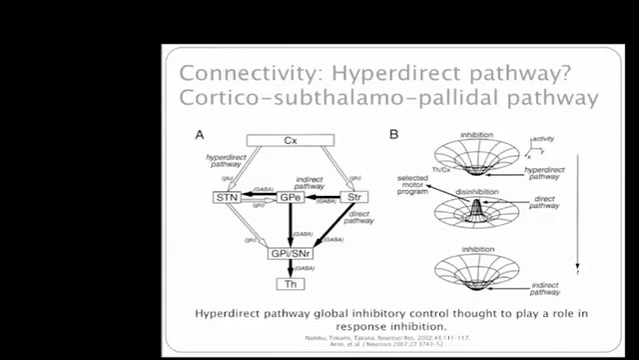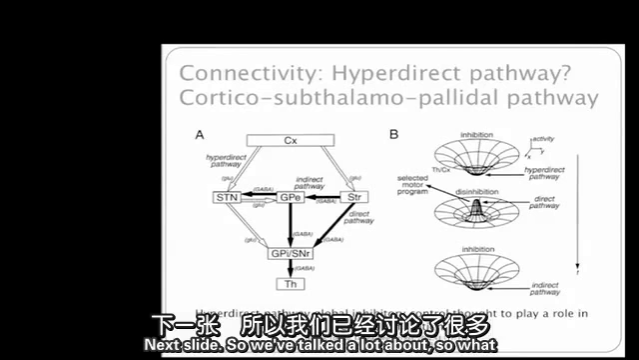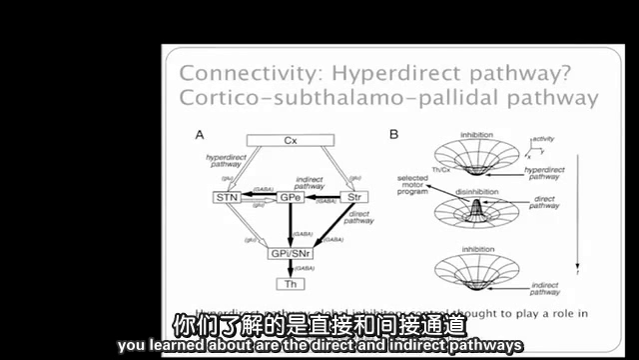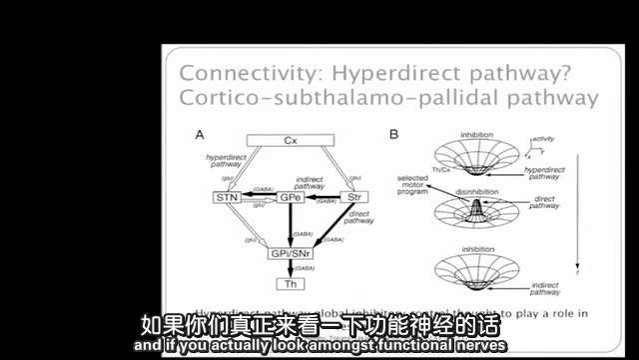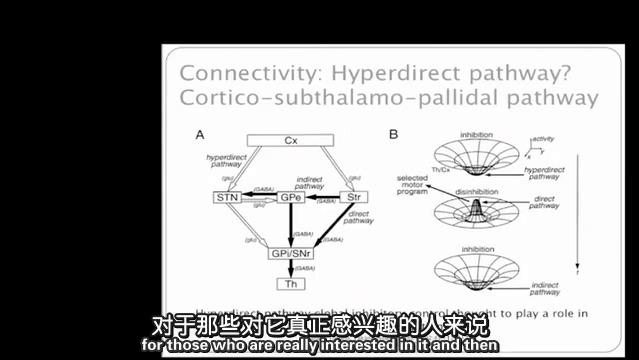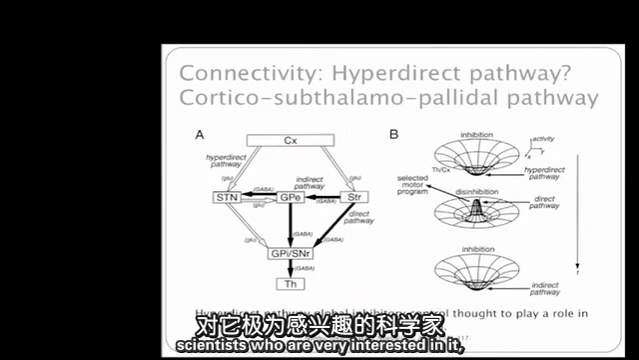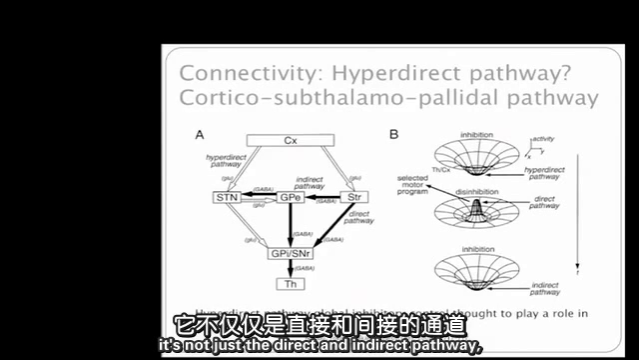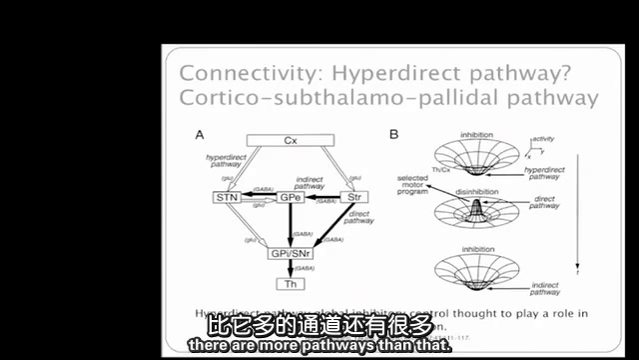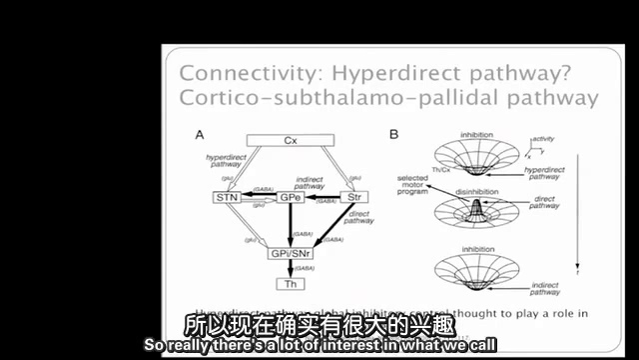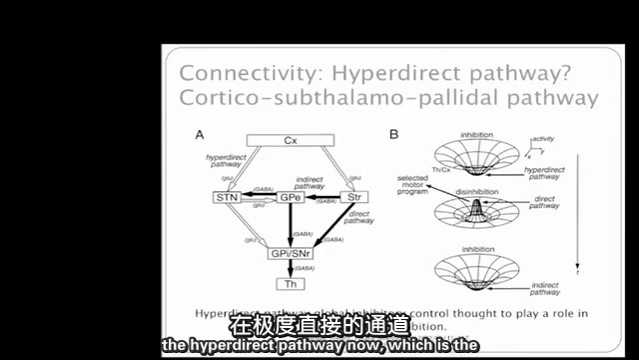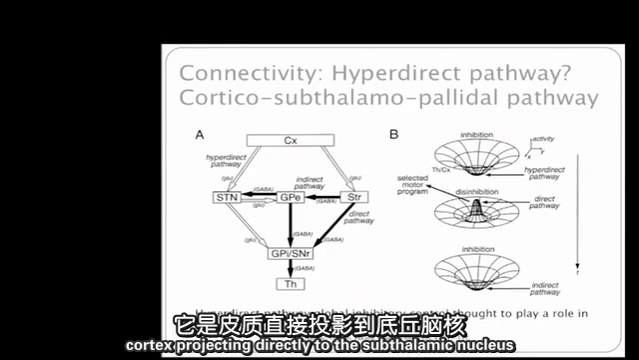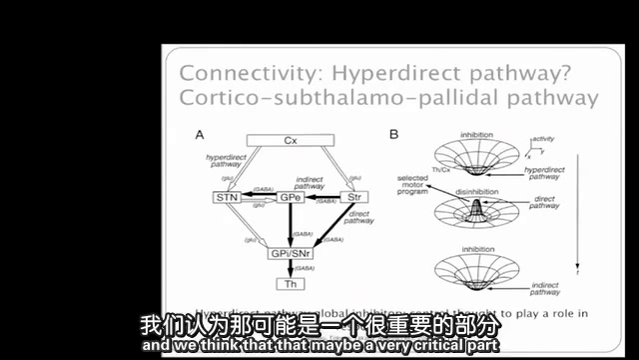Thank you. Next slide. So we've talked a lot about what you learn about, the direct and indirect pathways, and if you actually look amongst functional neurosurgeons who are really interested in it, and scientists who are very interested in it, it's not just a direct and indirect pathway. There are more pathways than that. So really there's a lot of interest now in what we call the hyperdirect pathway, which is the cortex projecting directly to the subthalamic nucleus. And we think that may be a very critical part of the network.